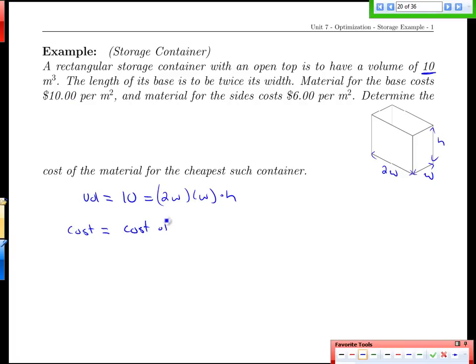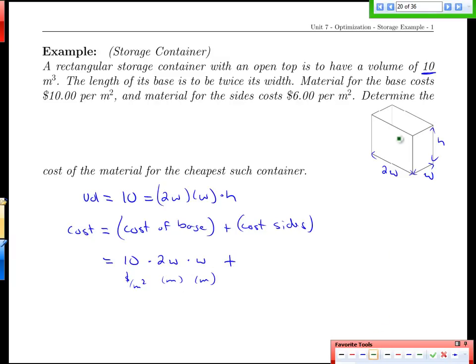So let's do this in stages. It'll be the cost of the base plus the cost of the sides. And there is no top, so we don't have to worry about that. The cost of the base is going to be $10 per square meter times the size of the base, which is 2 W's in meters, times a W in meters. That gives us dollars. Good.